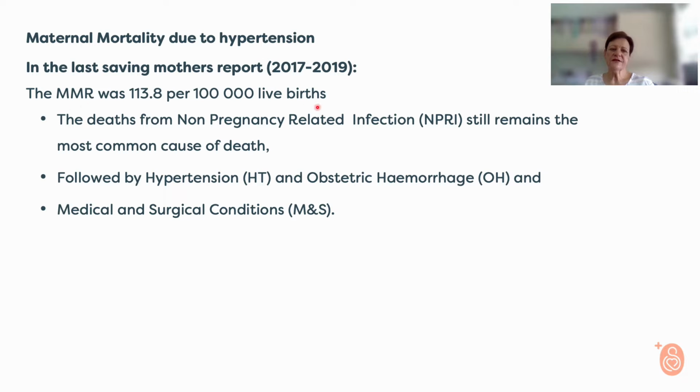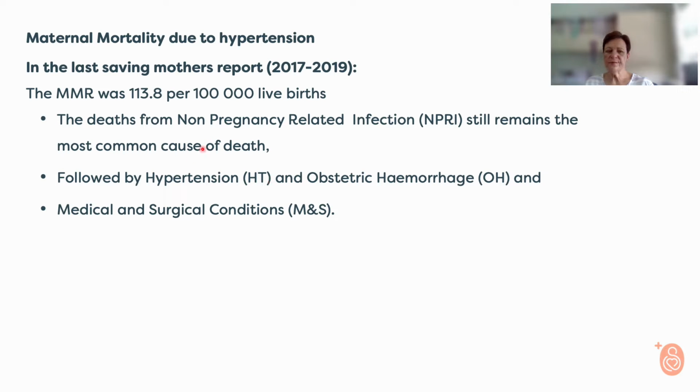Now, the maternal mortality rate in 2017 to 2019 was 113.8 per 100,000 live births. That's how we usually indicate the maternal mortality number, the rate per 100,000. In this 3-year period, non-pregnancy related infections were the cause for the highest number of deaths. Non-pregnancy related infections here specifically refers to HIV, which was the highest cause for maternal deaths during those 3 years. It was followed by hypertension.